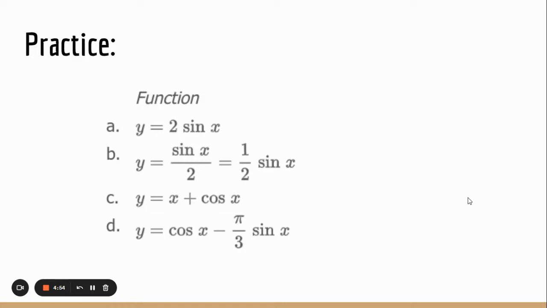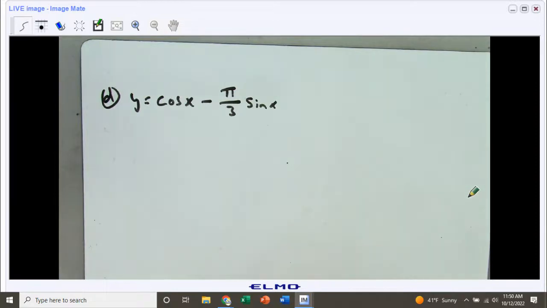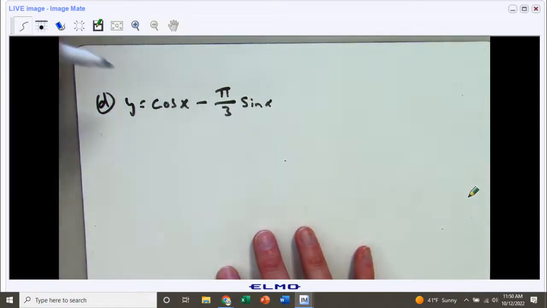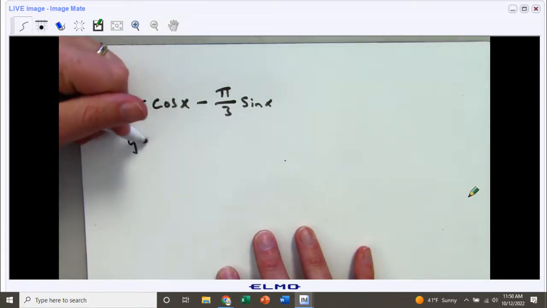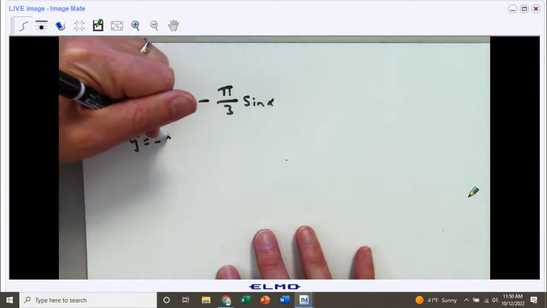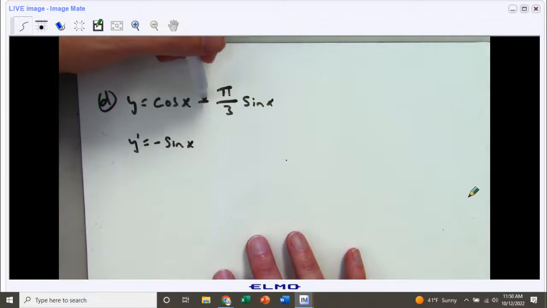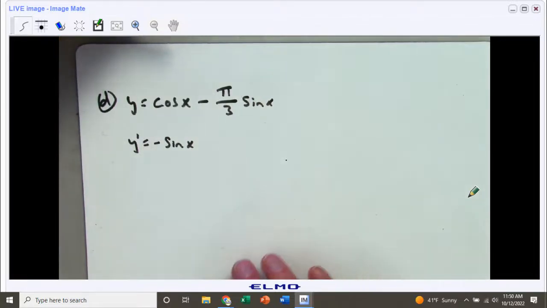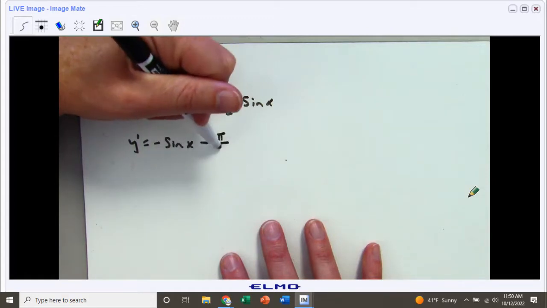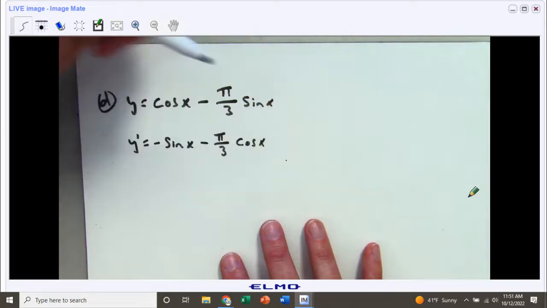Okay, this is D. So again, we'll find the derivative of each one and then put them together at the end here. So the derivative of the cosine of x, we now know, is the negative sine of x. And then over here, pi over 3 is just a number, just like 2 or 1/2. So this is really just going to be minus pi over 3, and then the derivative of sine of x is just the cosine of x.